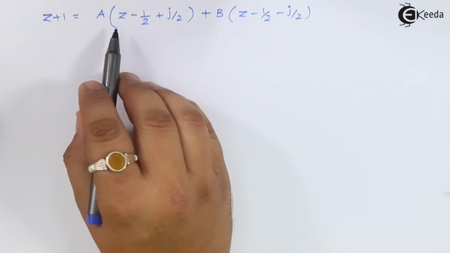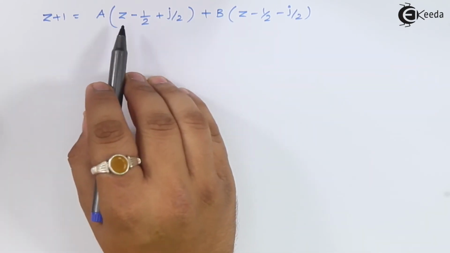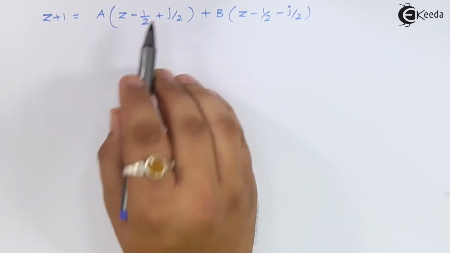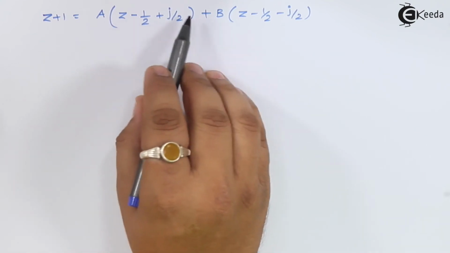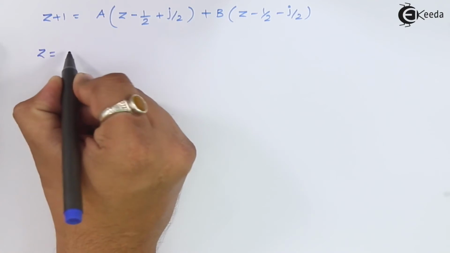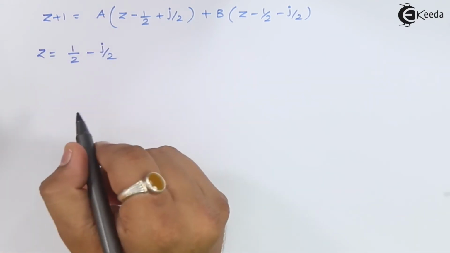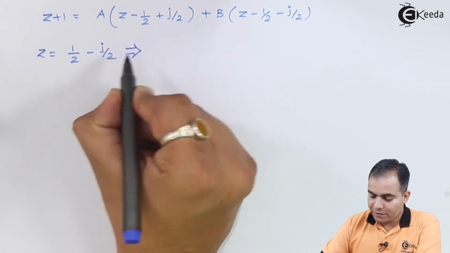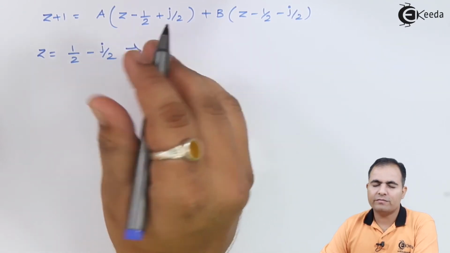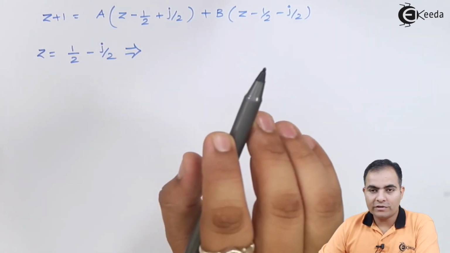Now, here we are going to calculate the value for B. Now, we need to remove the value of A. So, we'll substitute z equals plus half minus j by 2, so that this a bracket will be replaced by 0. If I substitute this plus half minus j by 2 in my equation number 1 or equation number 2, so we'll substitute z equals plus half minus j by 2 in my equation number 2.